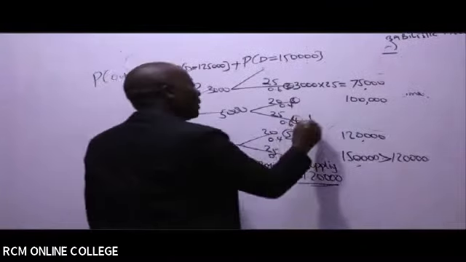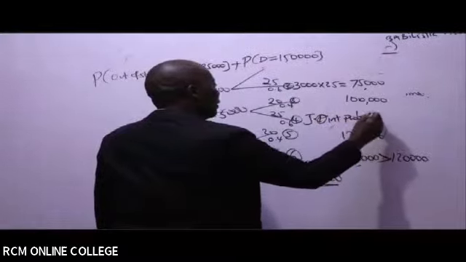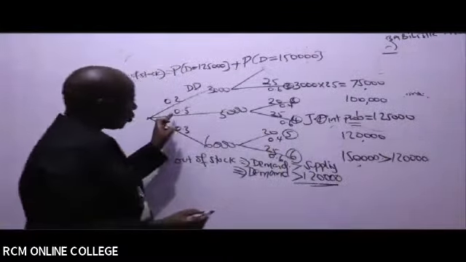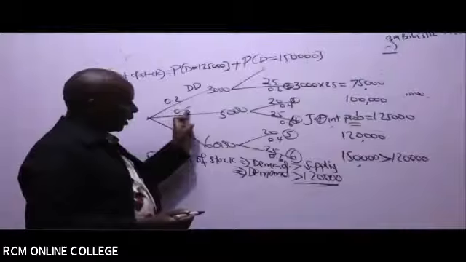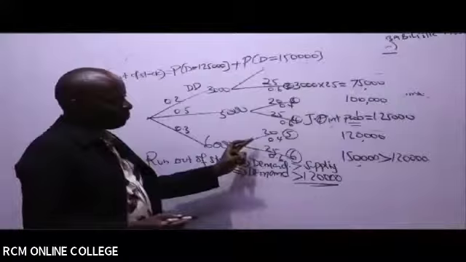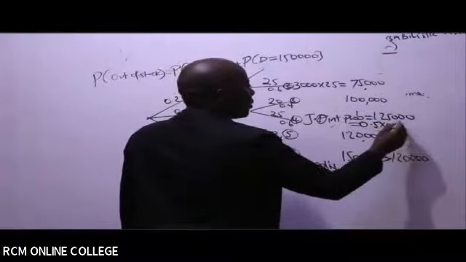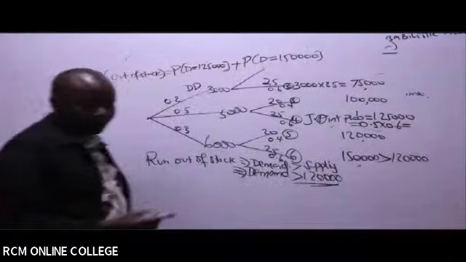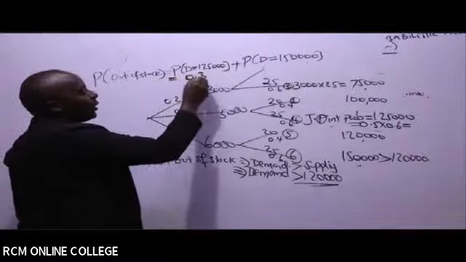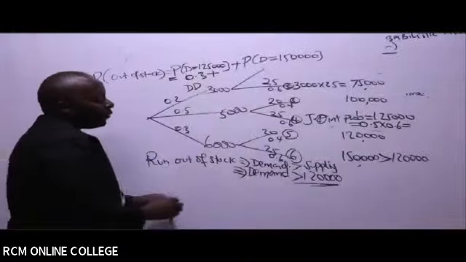Is there someone who can give me a JP, joint probability? Anybody who is able to give me a joint probability for 125,000? How do we get this joint? There are two probabilities we need to join. So we have here 0.5 and 0.6. You multiply them. So we have here 0.5 times 0.6. This will end up giving me what figure? 0.3. So the probability of the demand being 125,000 is 0.3, plus the probability of demand being 150,000.